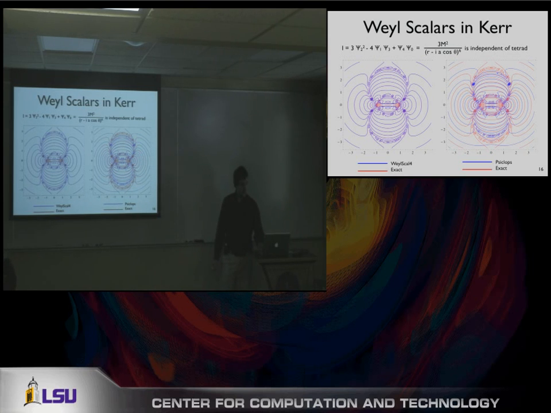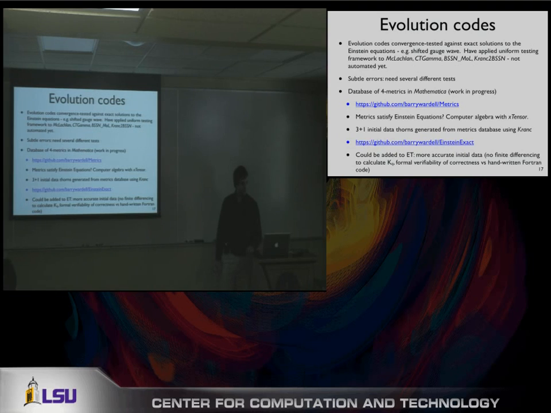So that's an analysis code. What about evolution codes? Evolution codes can be tested against exact solutions to the Einstein equation. So now I'm talking about Einstein evolution codes. For example, there's a shifted gauge wave exact solution.